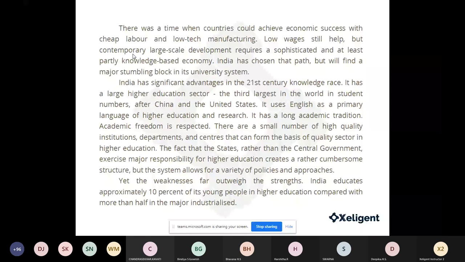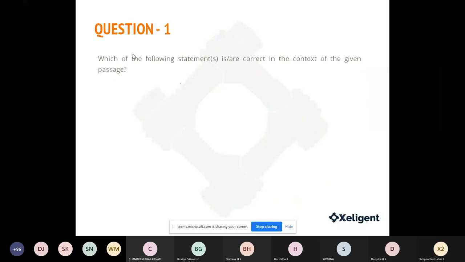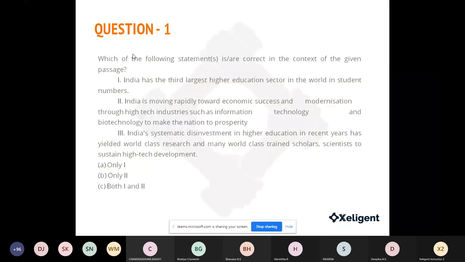Okay, now we will move back to the questions. Do you want me to display the passage again? Please let me know. The difficulty level is easy to medium. That's what we can give for the passage.